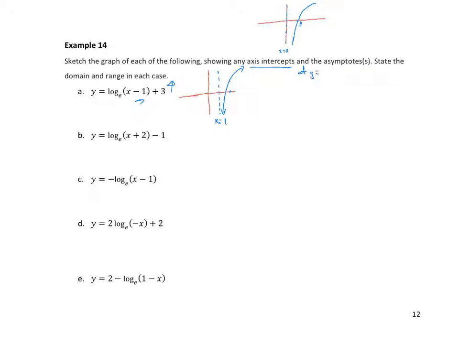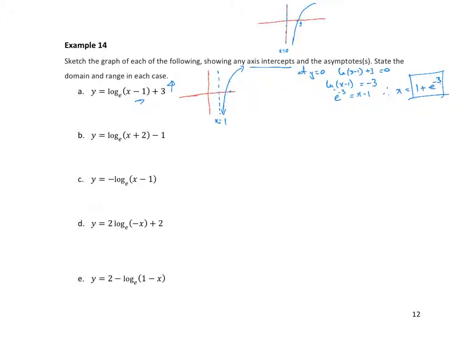So at y equal to 0, I get natural log of x minus 1 plus 3 is equal to 0. So I get natural log of x minus 1 is equal to negative 3. The base number is e, so I get e to the minus 3 is equal to x minus 1. x is equal to 1 plus e to the minus 3. So that's my exact coordinate.